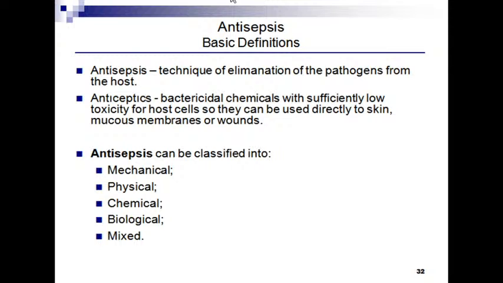Classification. Antisepsis can be classified into 5 types, according to the type of vector we use for treatment of bacteria, for elimination of bacteria. We can distinguish mechanical antisepsis, physical, chemical, biological, and mixed. We can use isolated drugs, isolated methods, or we can mix or combine some of them during surgical treatment.